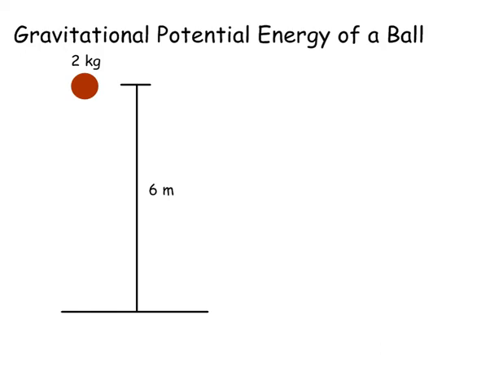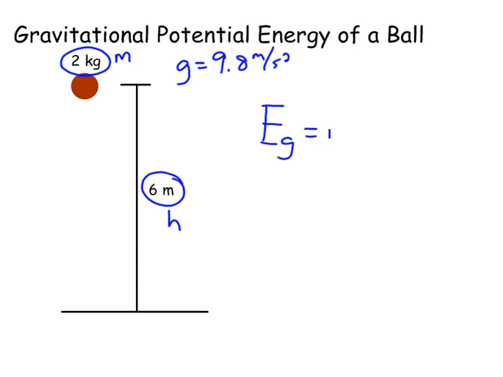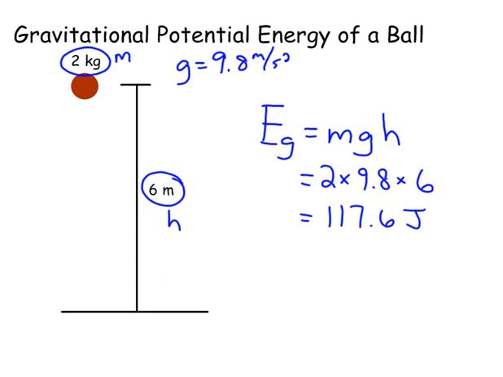Okay, so here's an example problem for gravitational potential energy. I've got a mass, 2 kilograms, that's my mass. My height is 6 meters, that's h. And g, again, is 9.8 meters per second squared. So in order to find the gravitational potential energy, I use mgh. My mass is 2 times 9.8 times my height of 6. When I multiply this through, I get an answer of 117.6 joules. We can shorten joules with just J if you'd like.